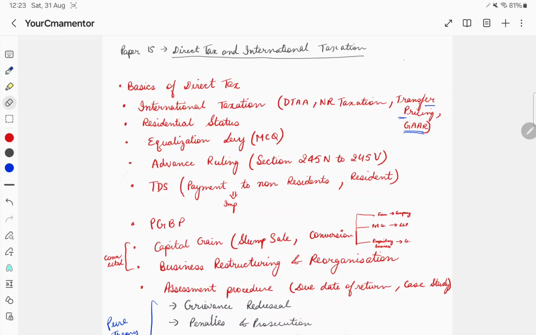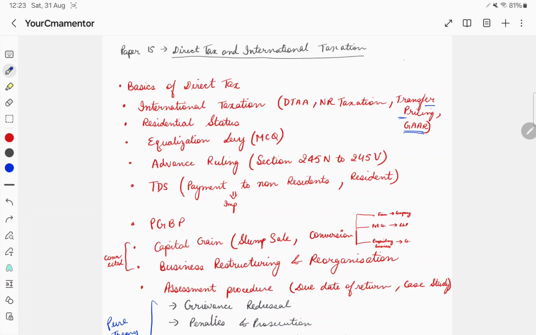Then what I would suggest is go with the NR taxation chapter. It consists of 4 to 5 basic points which you have to know, like what is residential status, and 2 to 3 more topics are there in this chapter. Go with it and complete it in almost 1.5 days.